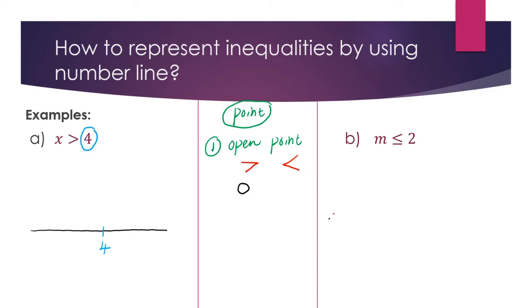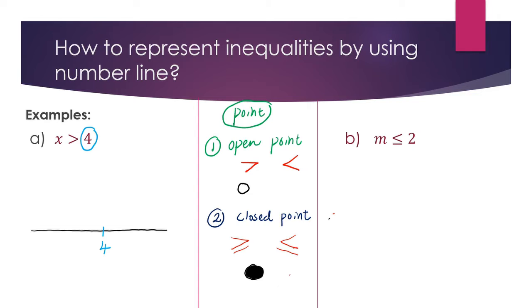Now, the second type of point is what we call a closed point. The point is a closed point if the symbol used is greater than or equals to or less than or equals to. And this is how my closed point will look like. Also a dot, but this time I'm going to shade the middle part. So this is how my closed point will look like, and this is how my open point will look like.